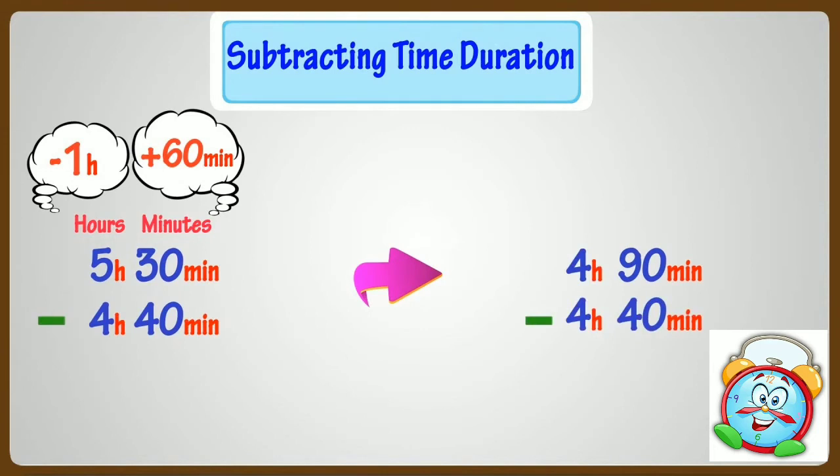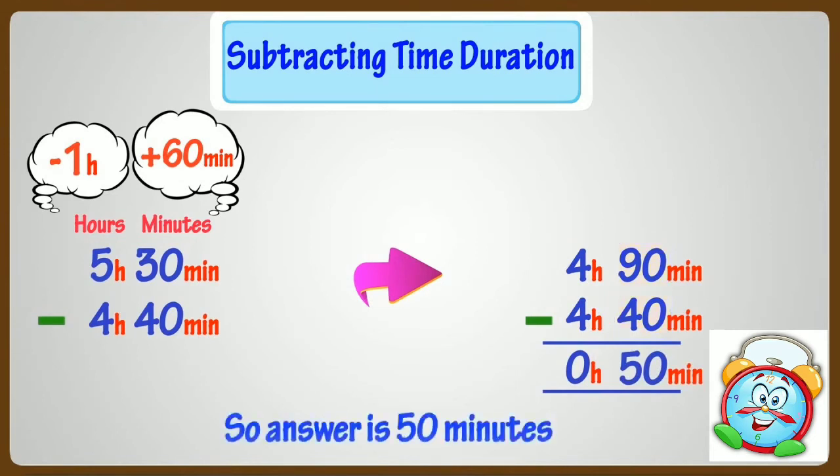Now subtracting hours, we get 4 minus 4 equals 0 hours. Now subtracting minutes, 90 minus 40 equals 50 minutes. Our answer is 50 minutes.